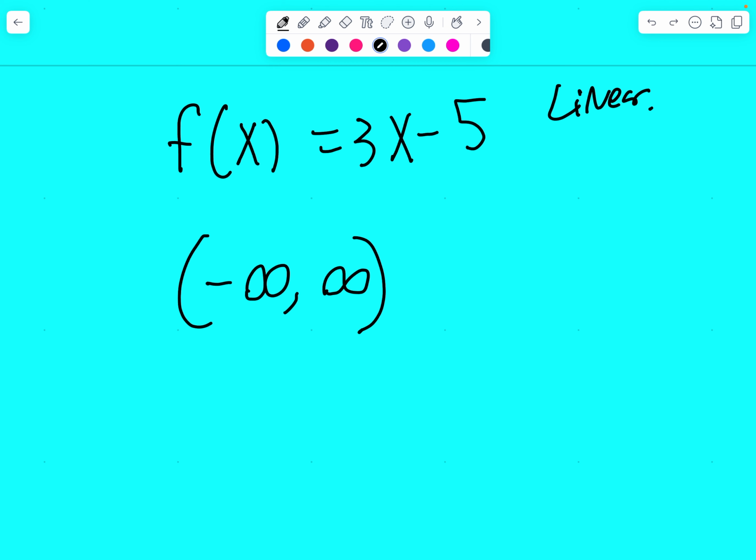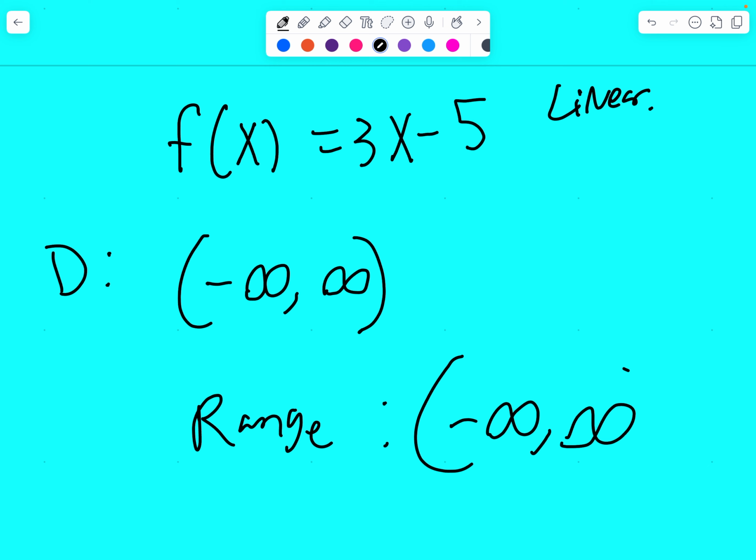So a line can take any Y value too, believe it or not. So this is the domain, and then the range is also negative infinity to positive infinity. Linear functions almost always have domain and range of all real numbers. All right, simple as that.